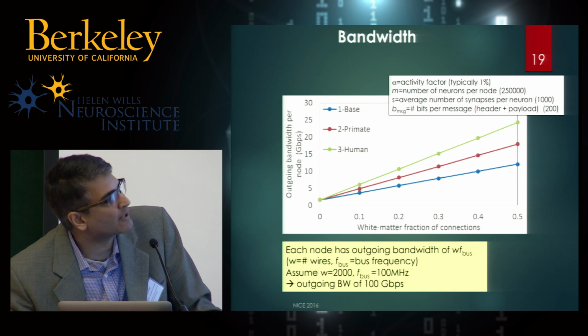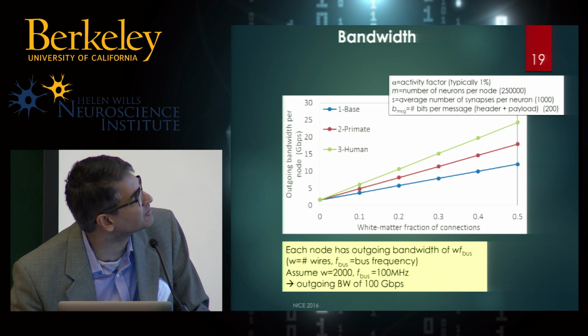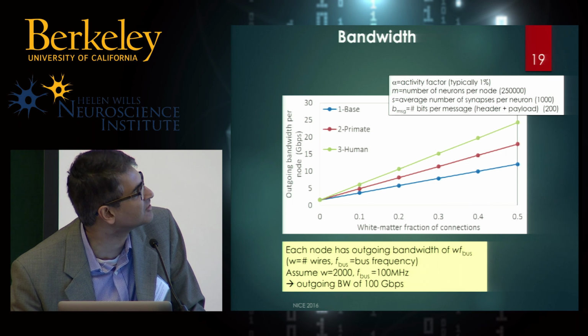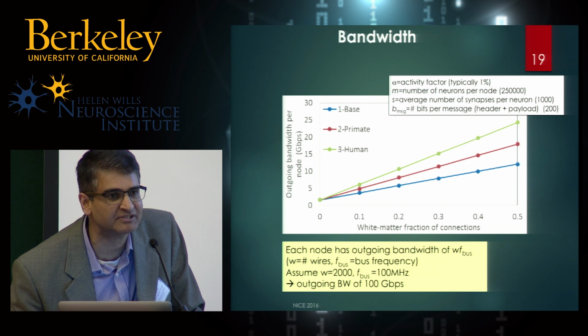So first we looked at the bandwidth, and here I've had to make an assumption about the activity factor. In this case, I chose it to be about 1%. The number of neurons, as I mentioned, is 250,000, and I've kept the average number of synapses per neuron at 1,000. And I've also had to make an assumption about how many bits there are per message. In this case, I've chosen the header and payload to be about 200 bits per message. And then I've looked at the bandwidth requirements for these three cases, and they fall in the range of a few tens of gigabits per second.